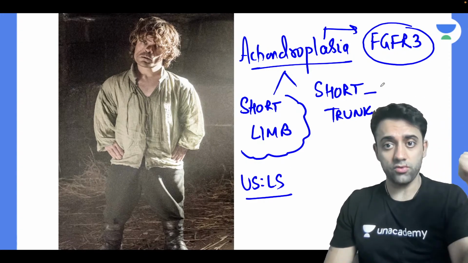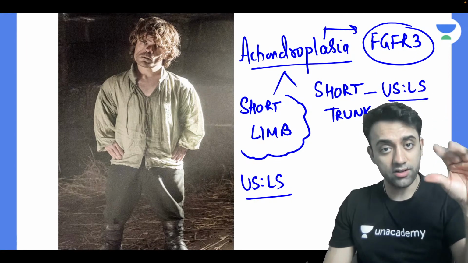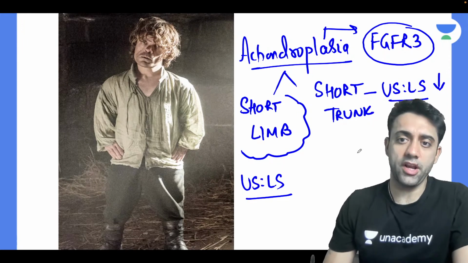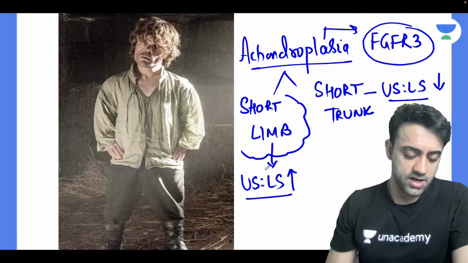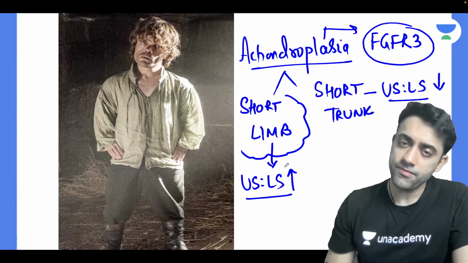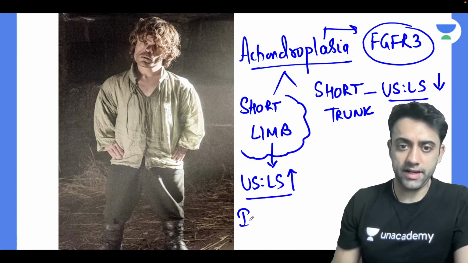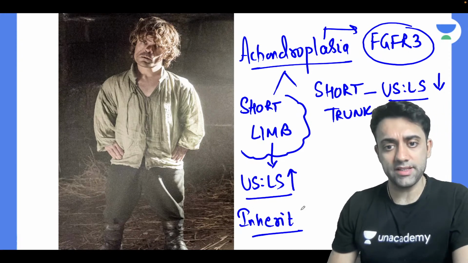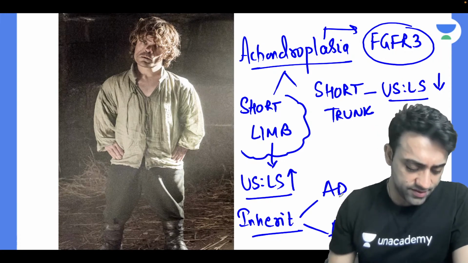In short trunk dwarfism, what happens to the upper segment lower segment ratio? When the trunk is short, the upper segment lower segment ratio decreases, and the opposite happens in short limb dwarfism: the upper segment lower segment ratio increases. That you should know very importantly. My next question is, what is the inheritance in achondroplasia? Is it autosomal dominant inheritance or autosomal recessive inheritance?